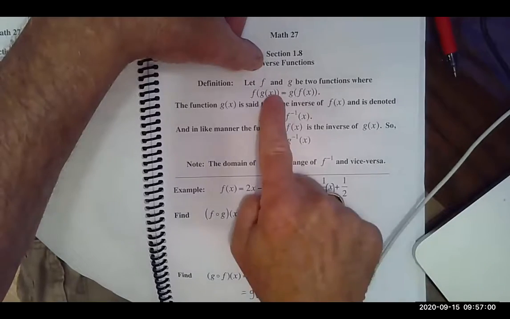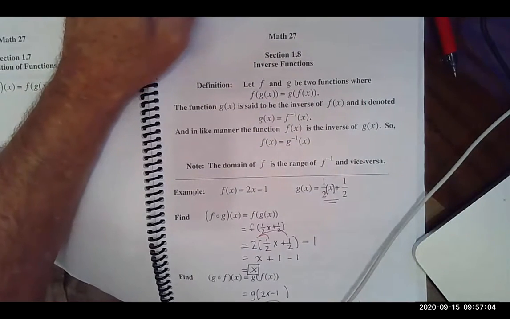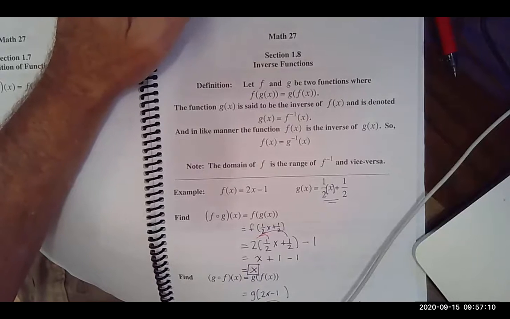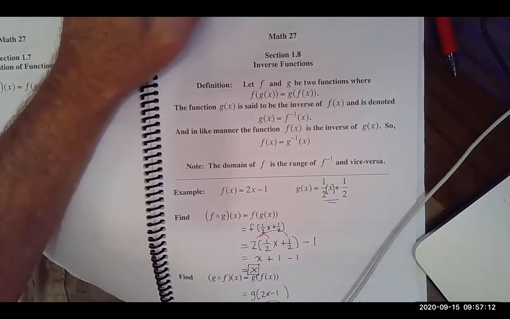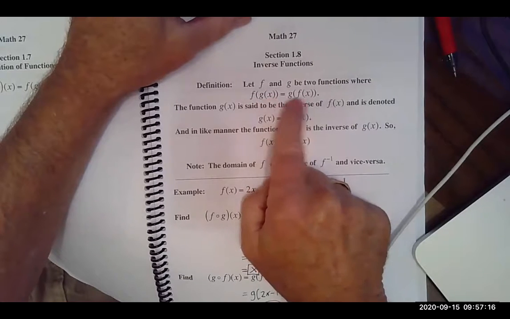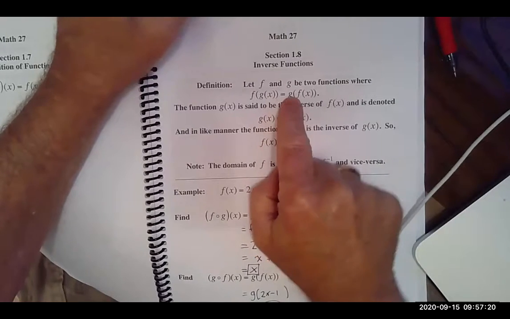So now the definition. All right, so you got to start with two functions. If you have something that's not even a function, forget it. Like a parabola, right? It's not even a function, so forget it. It's got to be a function to start off with. So if you have two functions and you do this composition and you get the same thing, right here, you get the same thing, and I'm just giving you a hint.